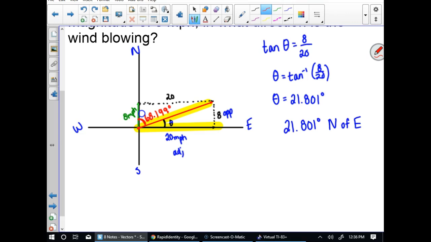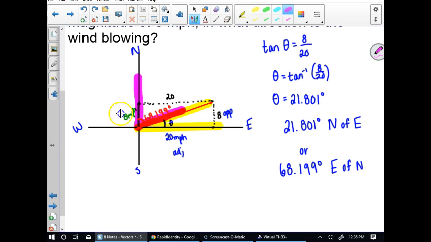So 21.801 degrees north of east, that is an answer. But 68.199 degrees is also an answer, except it is east of north. Because if you trace, let me use a different color, if you trace that angle, the 68.199, then the side that it actually touches is north. So it's 68.199 degrees to the east of north.